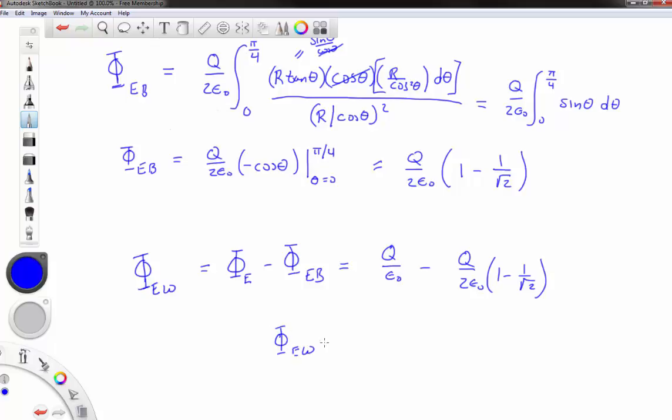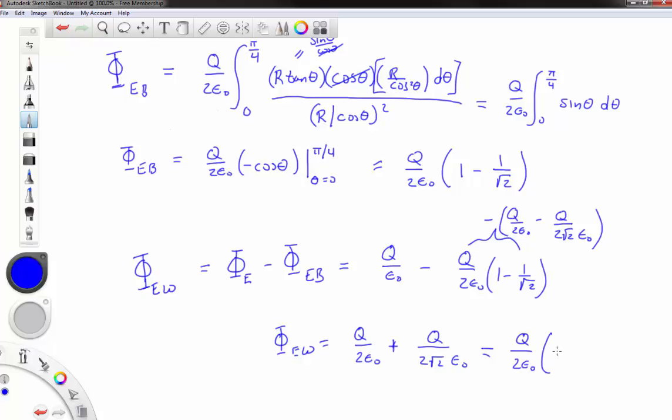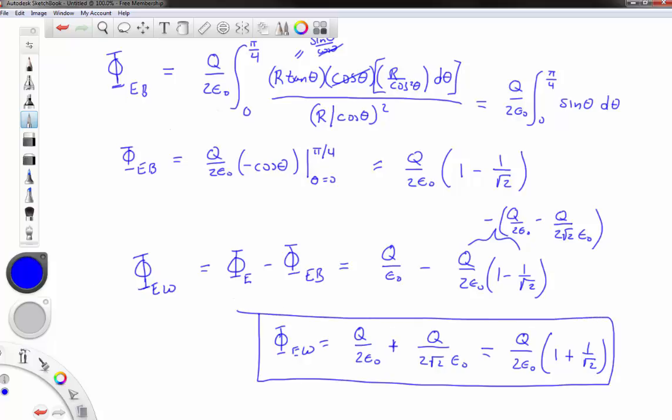This gives us that the total flux is, I notice that this right here can be rewritten as q over 2 epsilon naught. So we're basically saying minus q over 2 root 2 epsilon naught. So this minus this term is going to leave me a q over 2 epsilon naught term, and then minus a negative means we get to add an additional q over 2 root 2 epsilon naught term. So I guess that gives us q over 2 epsilon naught times 1 plus 1 over square root 2. Alright, so that gives us the total flux through the walls of the cone.